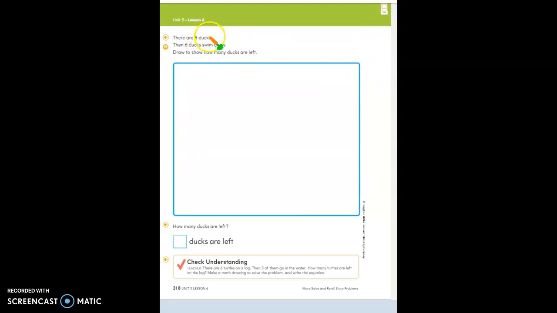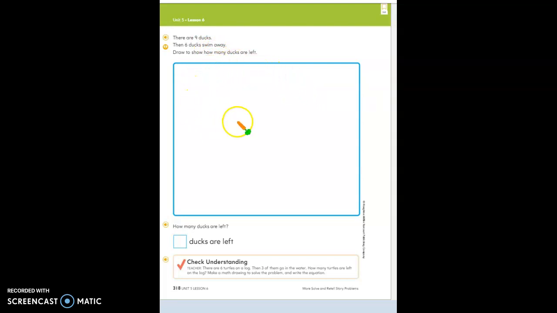There are 9 ducks, then 6 ducks swim away. Draw to show how many ducks are left. I hear some words in there that let me know what kind of equation that is. Now to you, did you hear those words? There are 9 ducks, 6 swim away. How many are left? So I want you to show that equation.